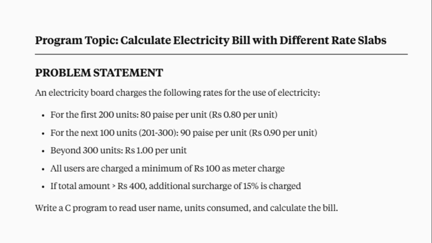So whatever you consume, you will be getting 100 rupees extra as a meter charge, and if the total amount is greater than rupees 400 after all the above calculations, then an additional surcharge of 15 is charged. So it's asking to write a C program to read the username and units consumed, and calculate the bill. So let's take an example.